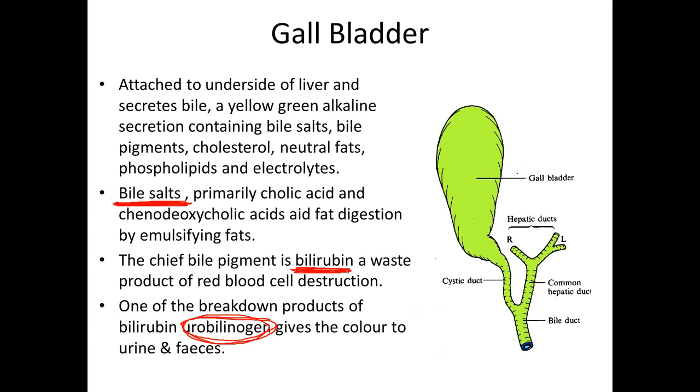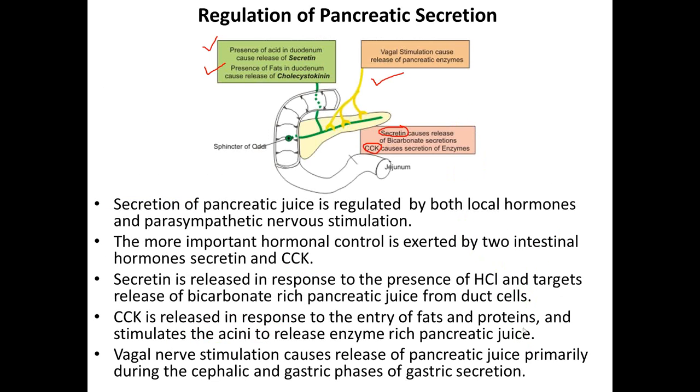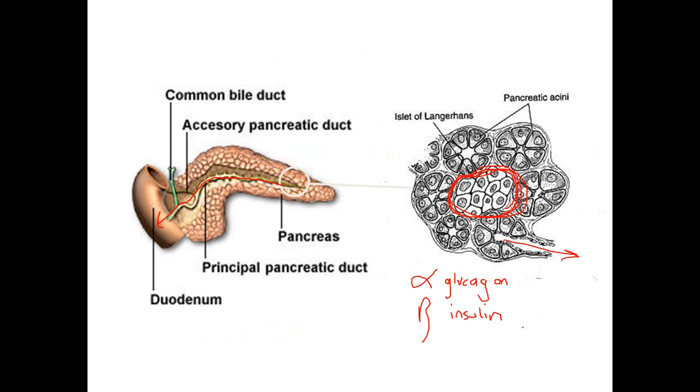So the gallbladder produces these substances, which then pass into the bile duct. And if we look at the previous slide here, we can see that the bile duct also comes here alongside the pancreatic duct into the duodenum. So in this loop of the duodenum, we have secretions from both the pancreas and from the bile duct.